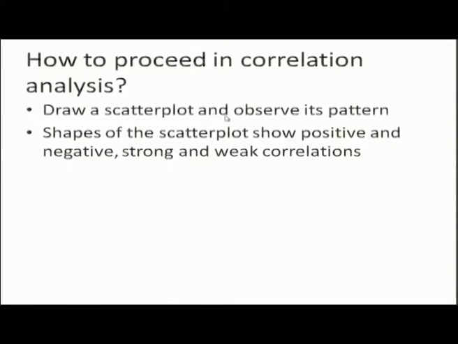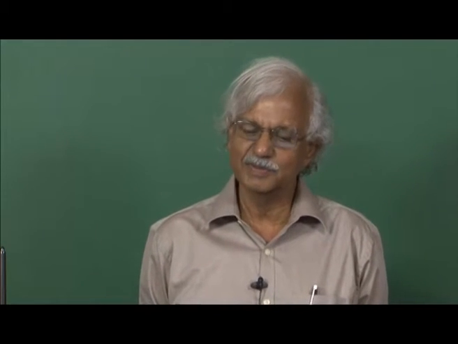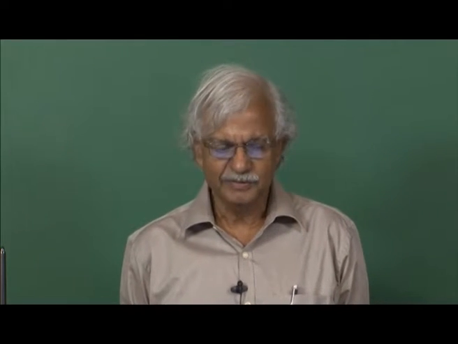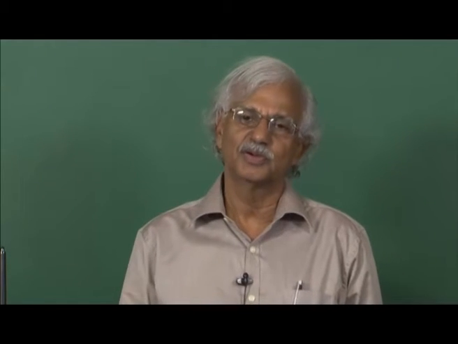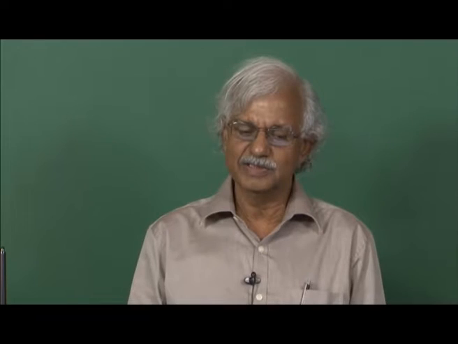Shapes of the scatter plot would then show whether there is a relationship or not, and whether the relationship is positive or negative, is strong or weak. There are so many possibilities. There may not exist any relationship, there may exist a relationship, the relationship may be strong or weak, and the relationship may be positive or negative. This we will know by looking at the scatter plots or graphs or charts on which y is plotted against x.